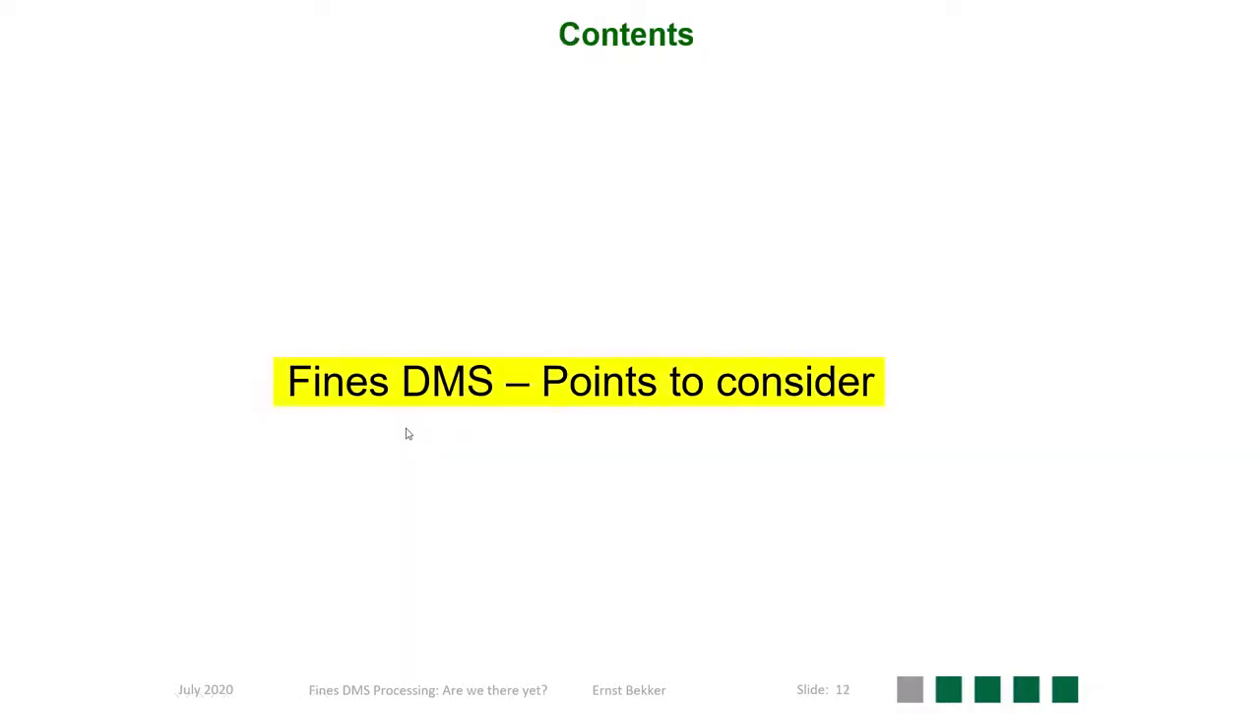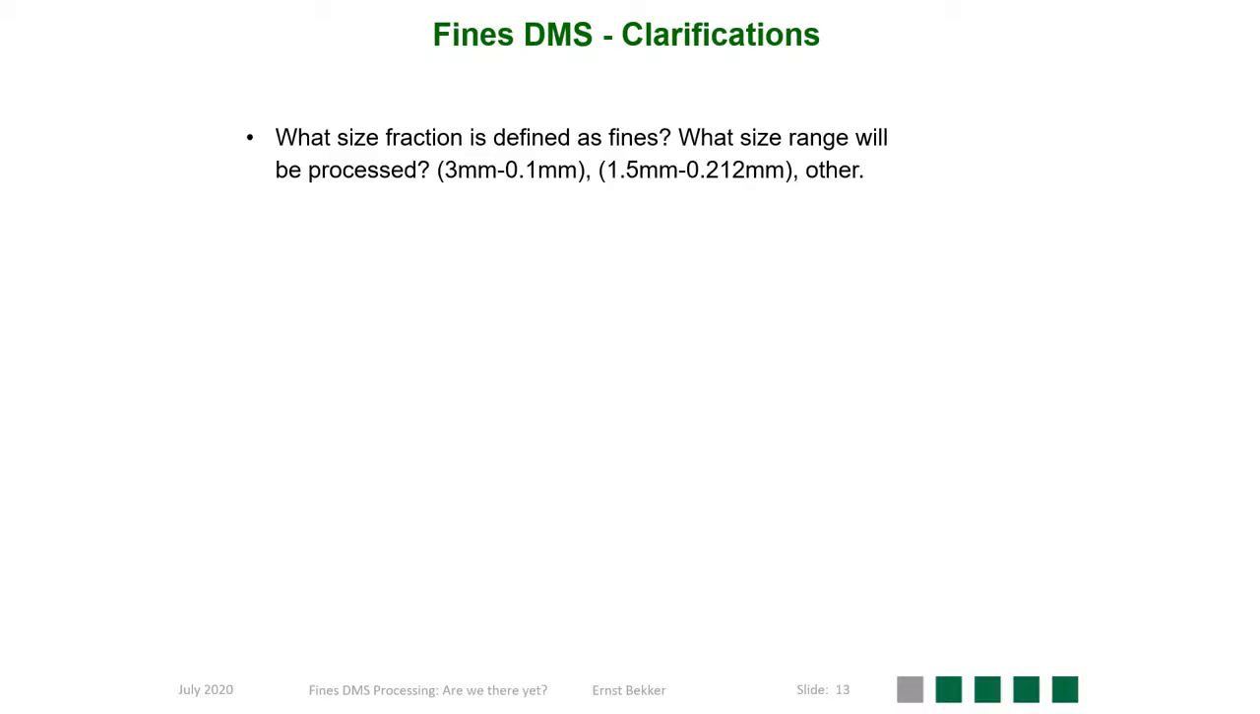Next, we move on to some points to consider on fines dense media separation. First point, what size fraction do you as a client define as fines? Are we talking 3 mm to 0.1 mm? So 1.5 to 0.212 millimeters? That's the type of information we as suppliers need to be aware of.